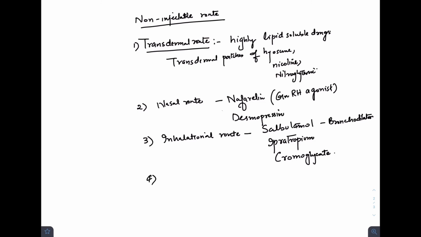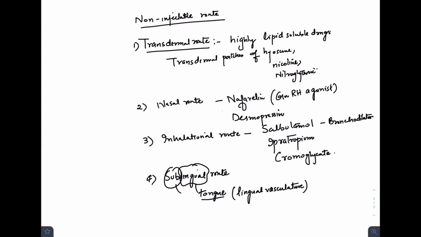The next route to describe is the sublingual route. In the term sublingual, lingua means tongue and sub means below the tongue. So we are administering the drugs beneath the tongue, where there is the lingual vasculature. What is the benefit of the lingual vasculature? The lingual vasculature is giving me a bypass.